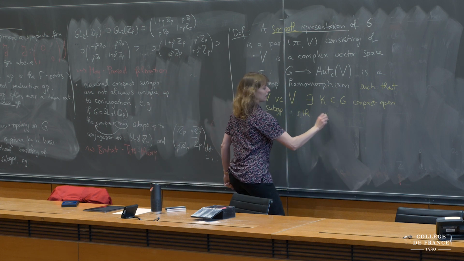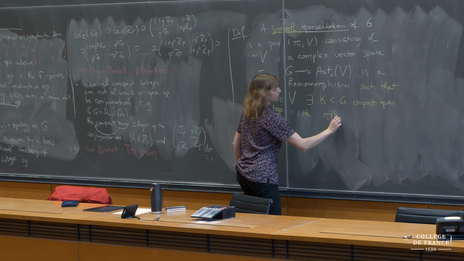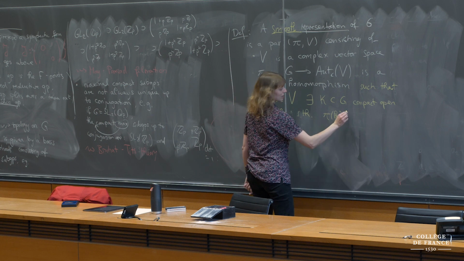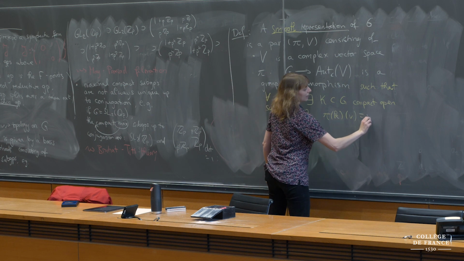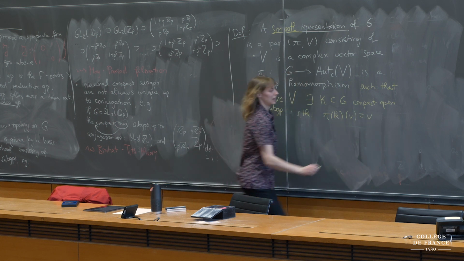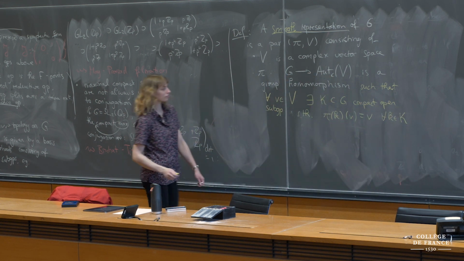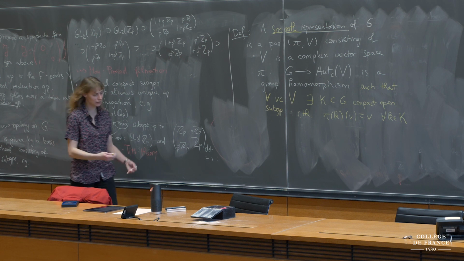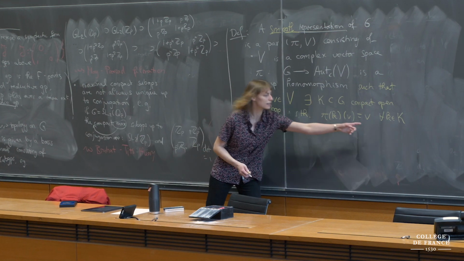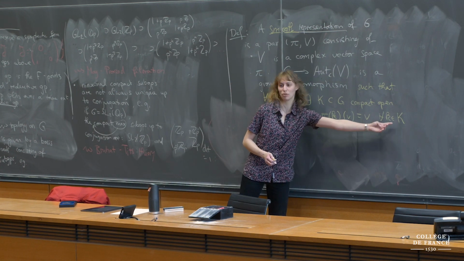So such that if I take pi of k, that's an automorphism of the vector space, and I apply this to v, I get back v. And that should happen for all small k inside capital K. So that's what it means to be smooth. Smooth means every vector is fixed by some compact open subgroup.